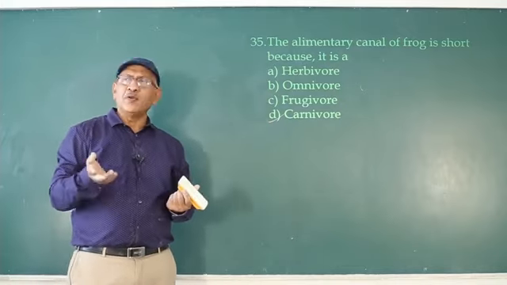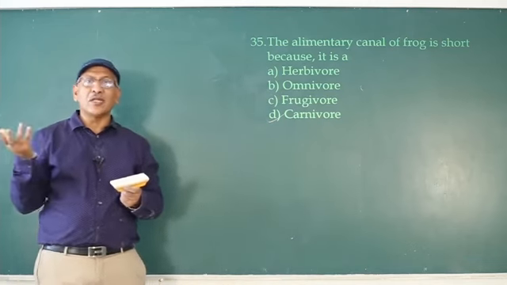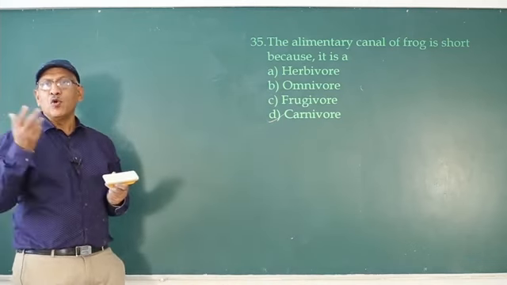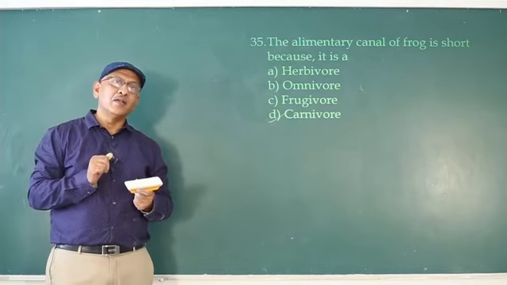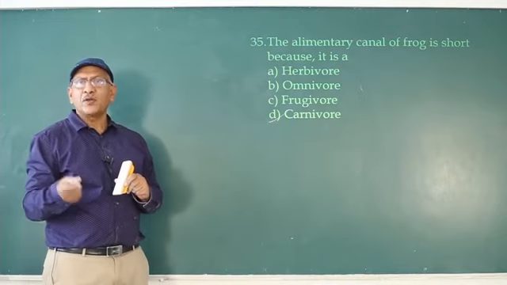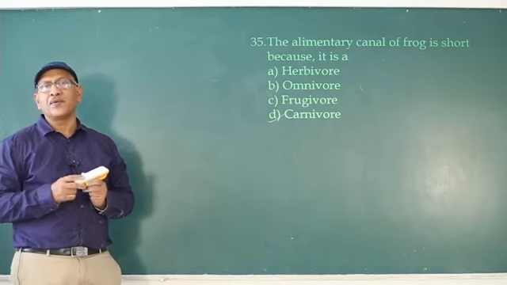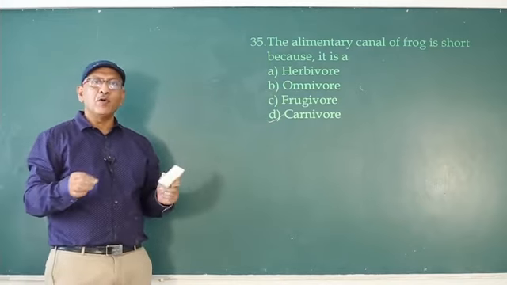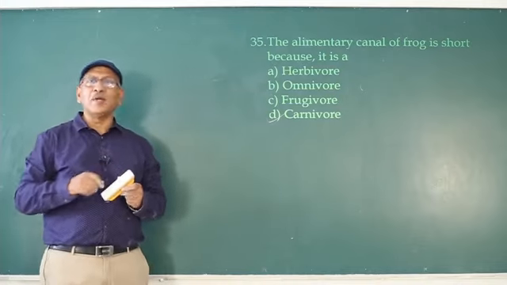Why? Herbivores feed on plant material. The digestive enzymes lack cellulase enzyme. So most of the ingested food, consumed food, is not digested. That's why their alimentary canal is long, to absorb each and every digested food particle, particularly in the small intestine. That's why herbivores have long alimentary canal while carnivores have short alimentary canal.